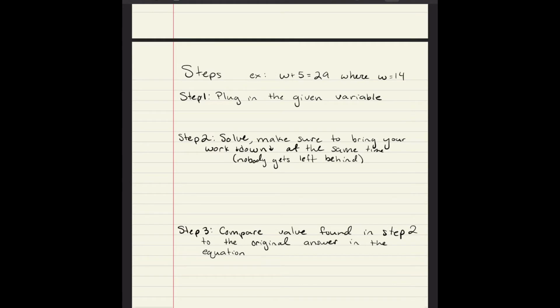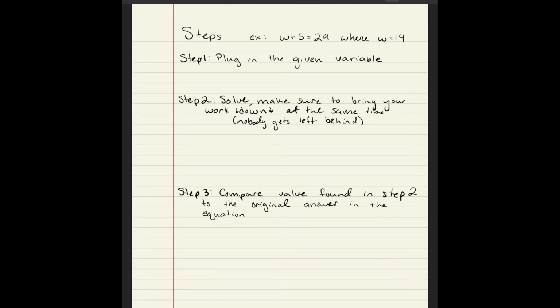All right, steps. We're going to look at the example from the Unlock the Problem. So step 1 is plug in the given variable. So the given variable is w equals 14. It's given to us, so we have to plug it in. So it would be 14 plus 5 equals 29.